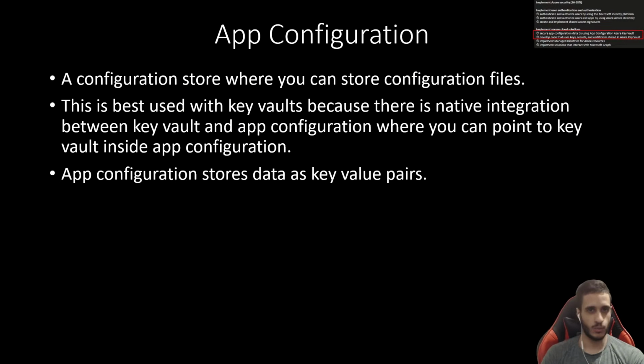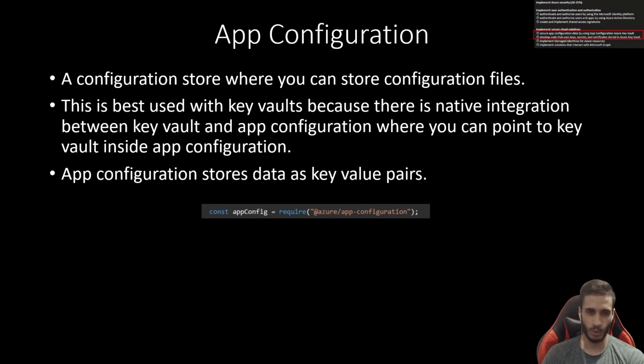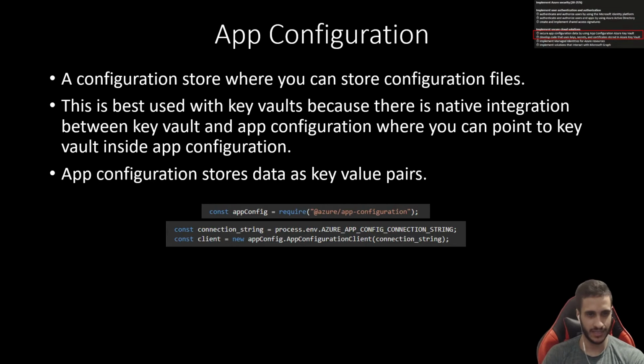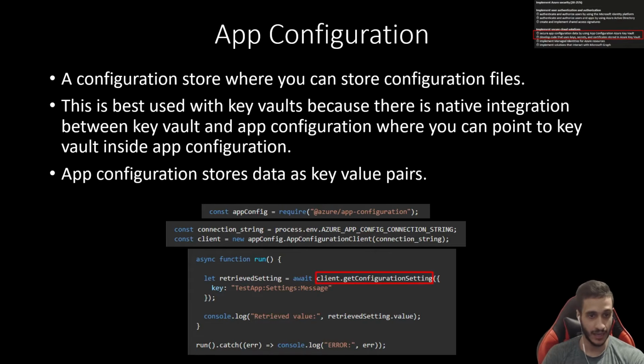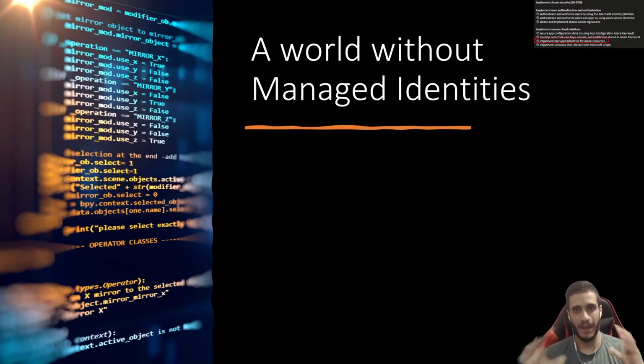And the way to interact with app configuration using code is you would define the app config from the app configuration library, and then you would define a connection string. In this example, we'd use a connection string to authenticate to Azure App Configuration, and then we would define the client, and then after that, we would simply get the configuration settings from our application code and use it in our application logic. Next, I will talk about managed identities.